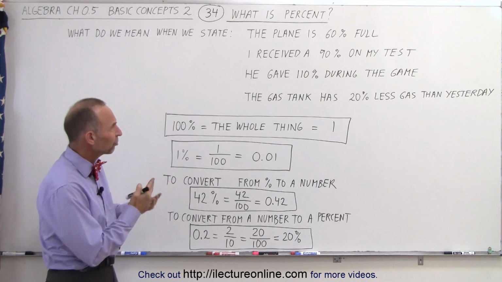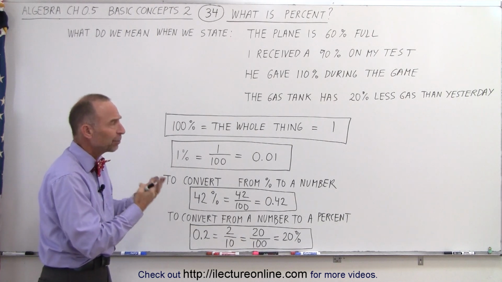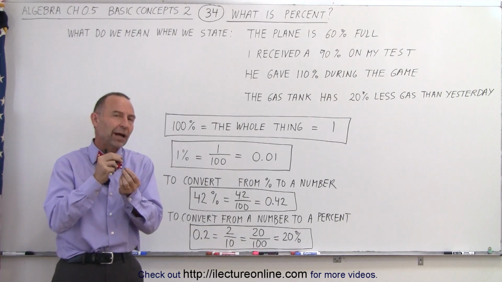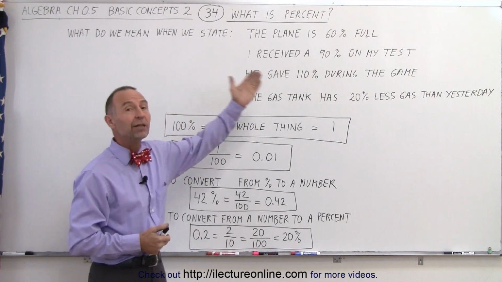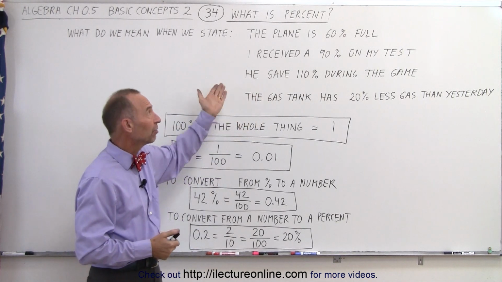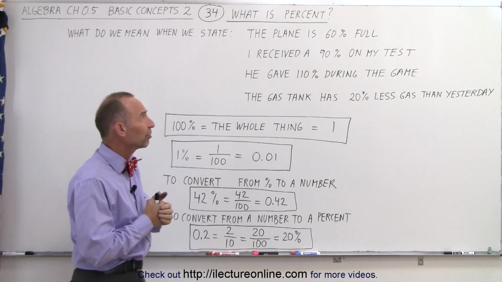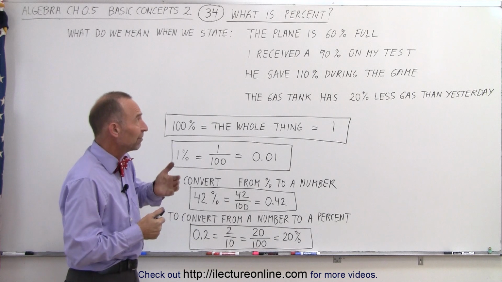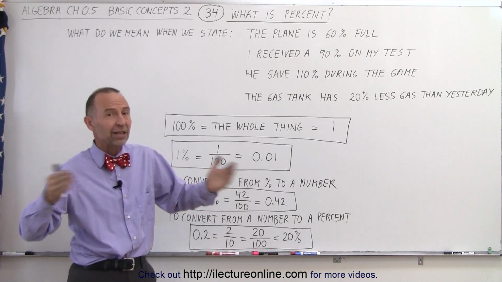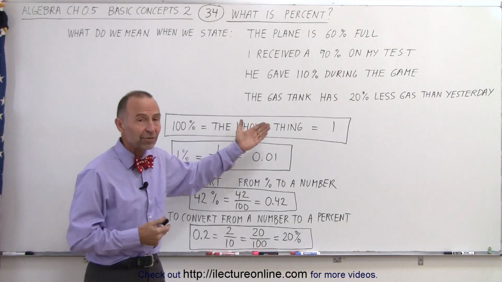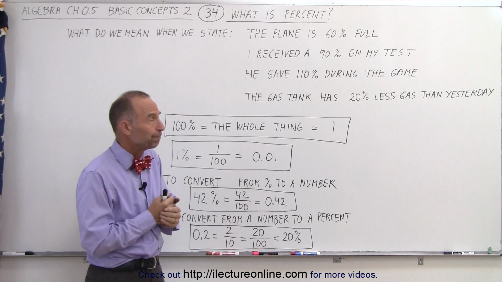So if we see expressions such as the plane is 60% full or I received 90% of my test, it means I have a fraction of the total possible. The plane could be completely full, that would be 100%, but it's only 60% full, so that's a fraction of the total number of seats that are available. I received 90% of my test means I could have received 100% of my test if everything was right, but I only got 90% of it right, which is a fraction of the whole thing.